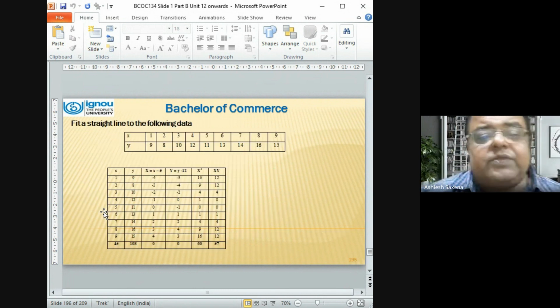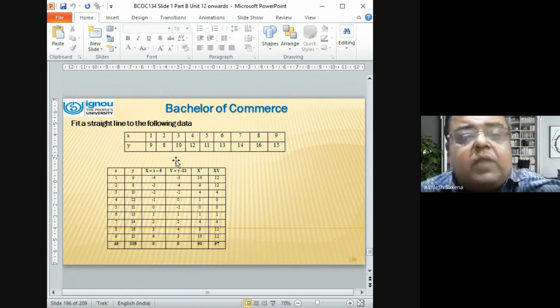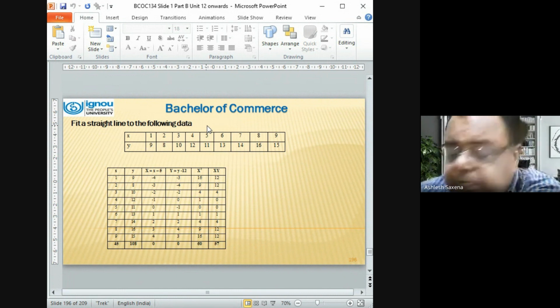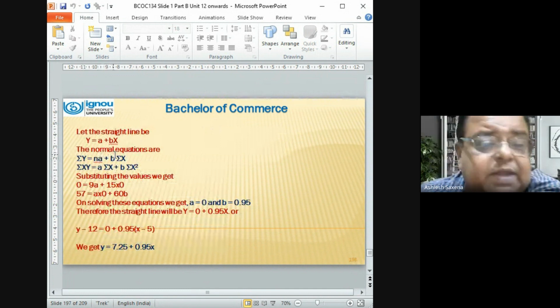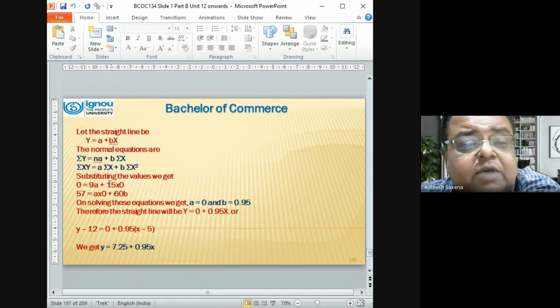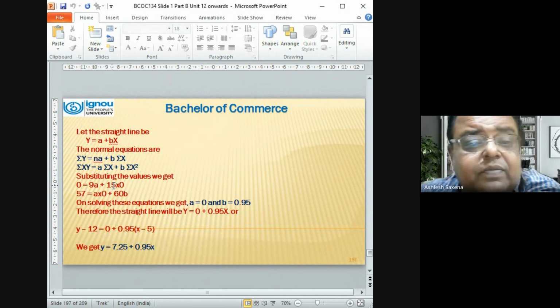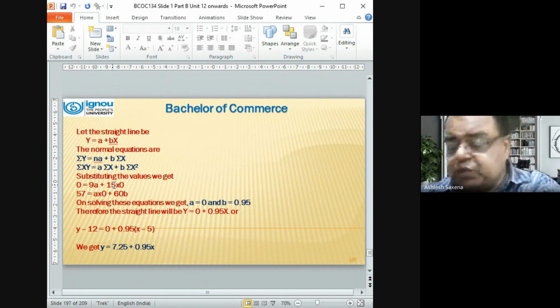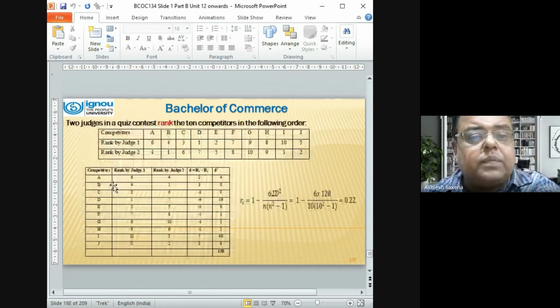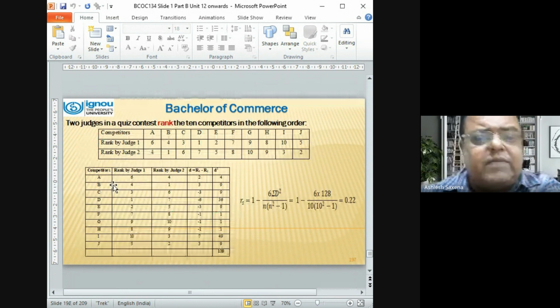This is again a straight line. So to fit a straight line, we will be using again this formula. When we have to fit a straight line, this is the only option we have. Now the ranks. This we have done today.